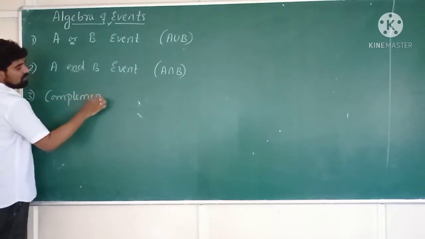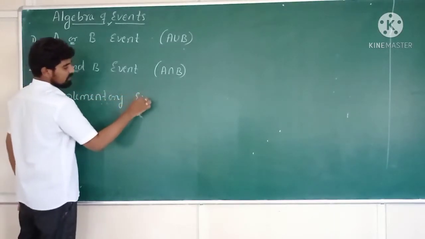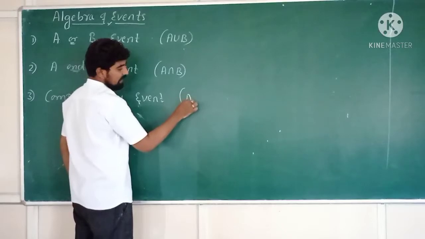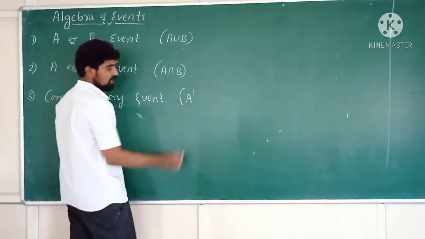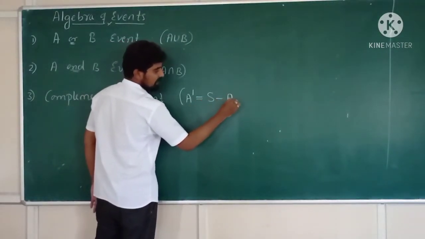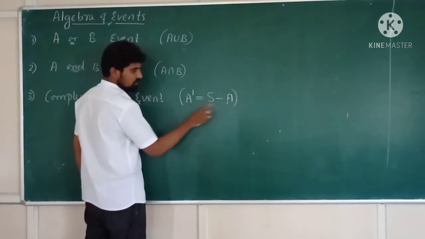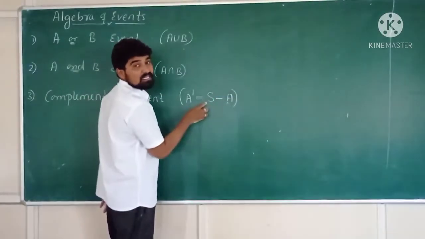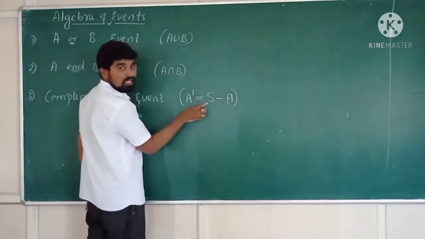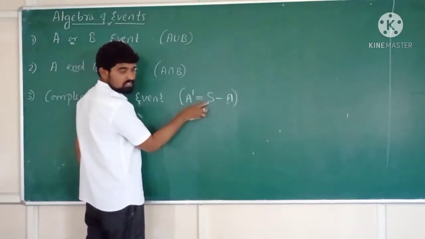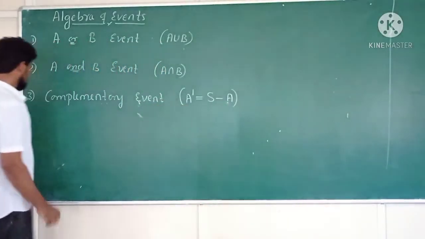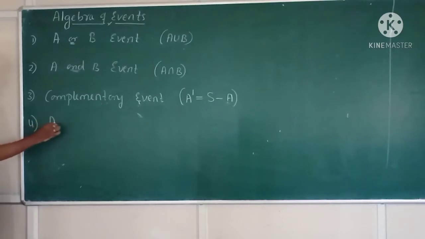And the third one is complementary event. For example, the complementary event of the event A is denoted by A complement, which is defined by S minus A. So A complement is equal to S minus A, where S is the sample space associated with the random experiment. So all the elements that belong to the sample space but do not belong to the event A, what is that? A complement.